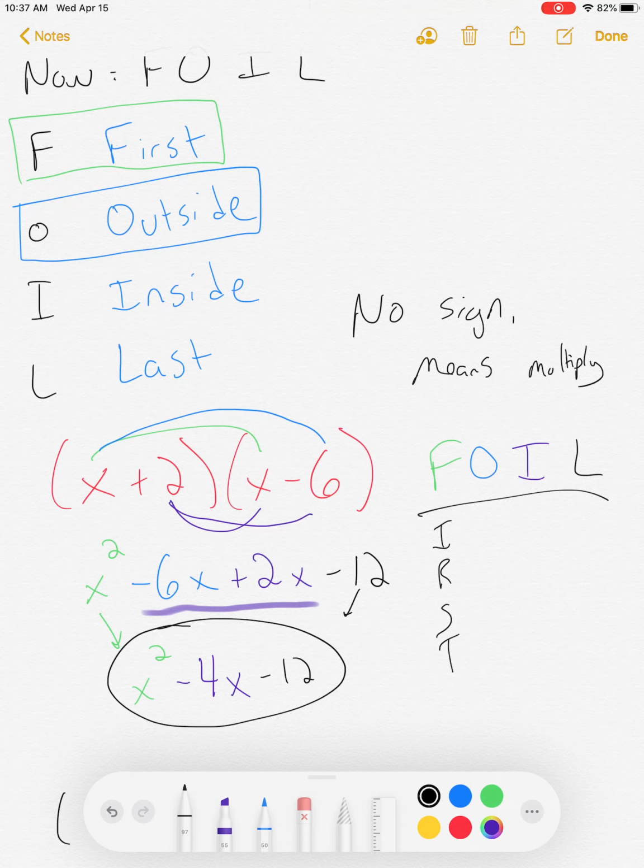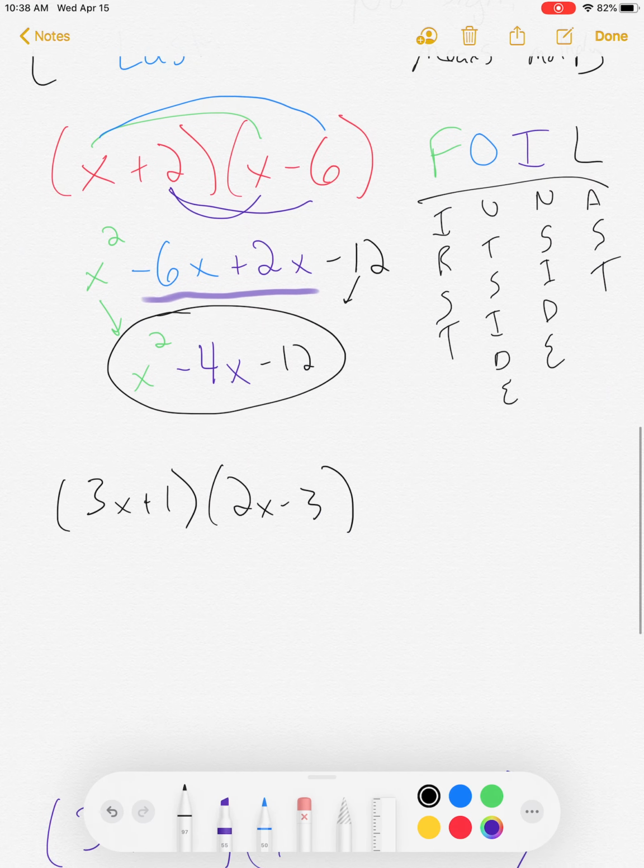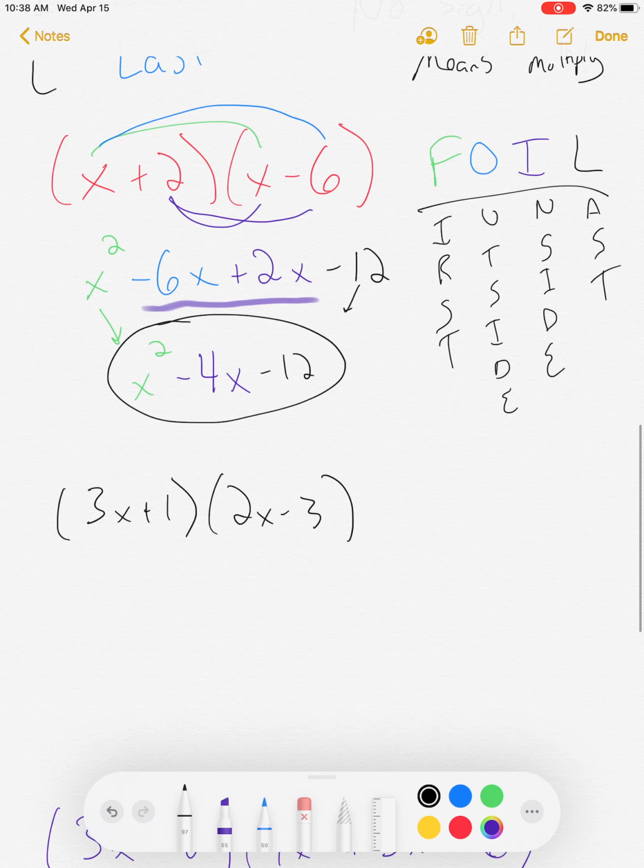Again, I FOILed that out. First, outside, inside, and last. Okay, we have two more examples today.